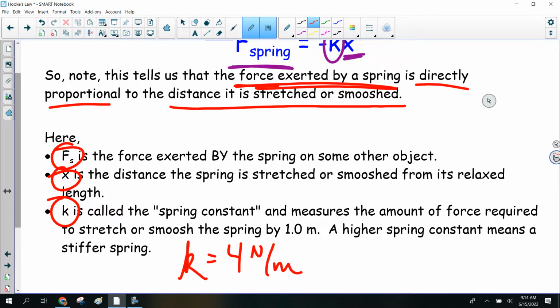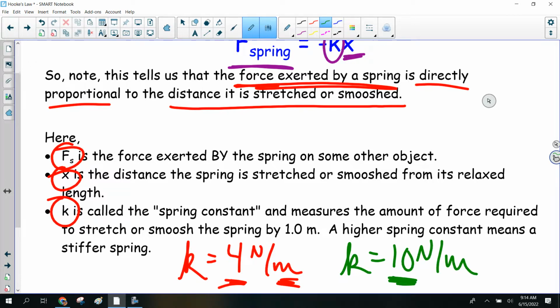What that's telling me is that if I want to stretch that spring a distance of 1 meter, it's going to require a 4 Newton force. Okay? Now, maybe I've got another spring that's 10 newtons per meter. Oh, well, that's going to be stiffer because now it requires a force of 10 newtons to stretch it 1 meter, right?